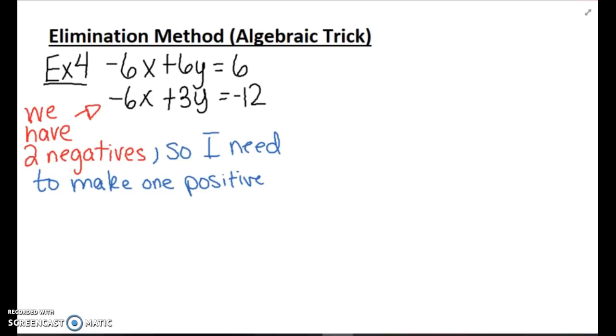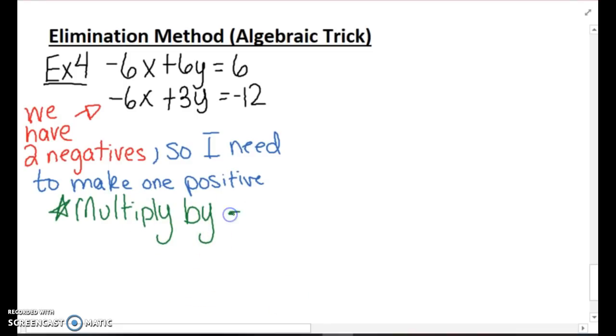We are going to multiply by negative 1. And we can multiply an entire equation by negative 1 because as long as we do it to the entire equation, it is okay. Does it matter which equation? No, as long as you do it to every term in the equation. So I'm going to multiply the second equation by negative 1. And I'm not going to change the first one, so I'm just going to bring it over.